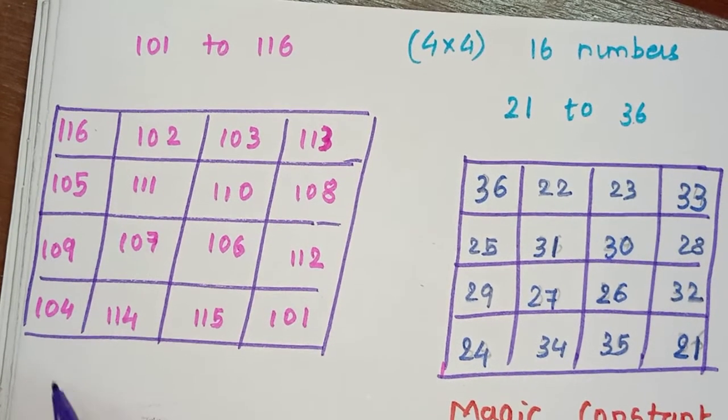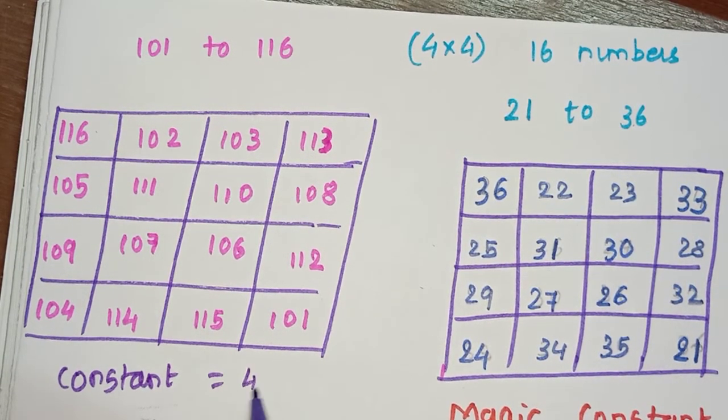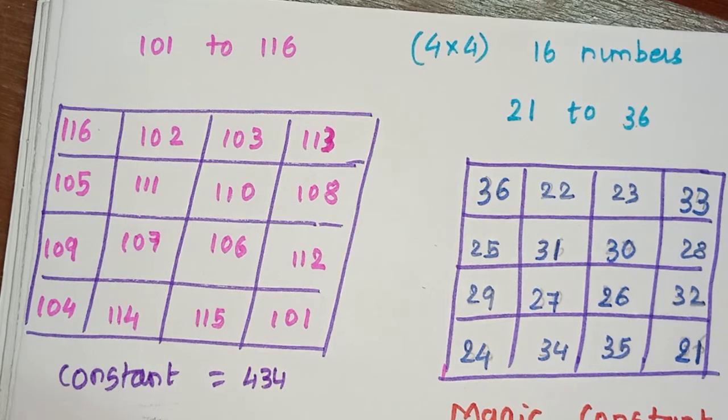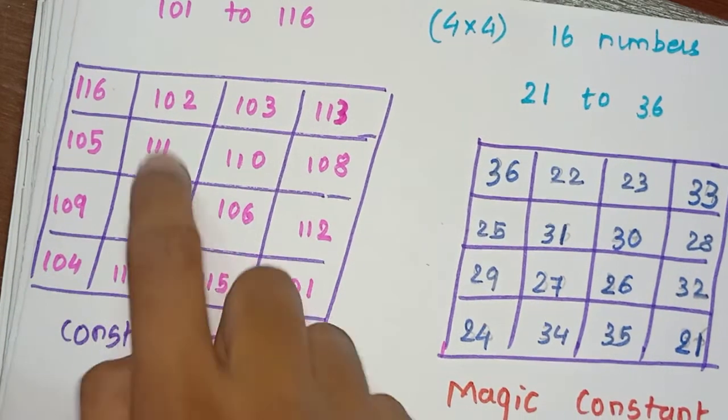And here the magic constant, you can just write, is 434, by adding all the rows, all the columns, the two diagonals, and successively the 2x2 groups of 4.